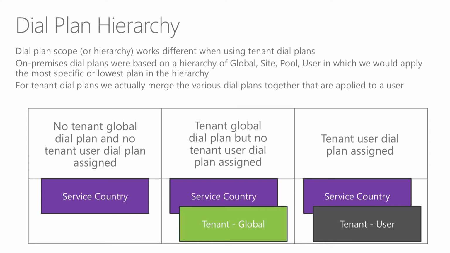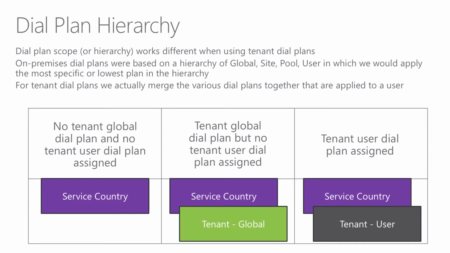Now that we talked about the 3 types of dial plans that we have, let's have a look at how these dial plans work together or in combination with one another. The important thing to remember here is that dial plan scope or hierarchy works differently in Skype for Business Online tenant dial plans than it did in Skype for Business on-premises dial plans. On-premises dial plans were previously based on a hierarchy of global, site, pool, and user, in which we would apply the most specific or lowest level plan in the hierarchy.